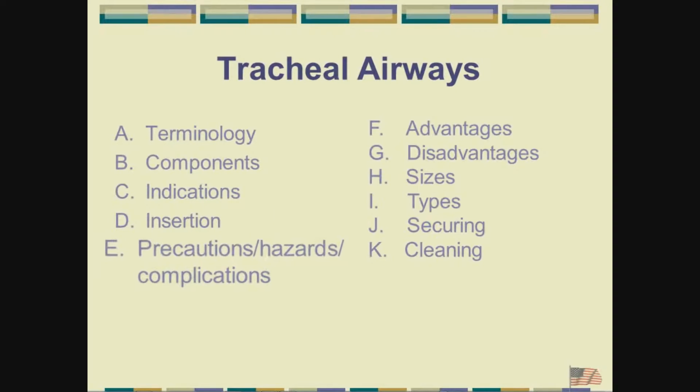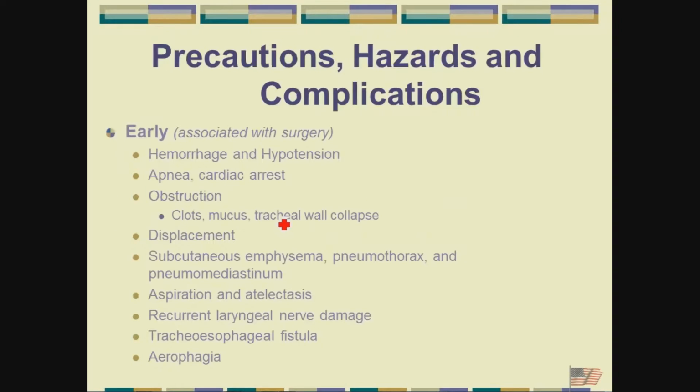Right. All right, some of the other precautions and other things, I divide them into early, during, and late. The early ones obviously are just minor details like apnea and cardiac arrest and hemorrhage and losing their blood pressure. You know, big deal. There always is the potential to have some kind of an obstructive element present, be it secretions, tissue, or clots that are formed from the bleeding.